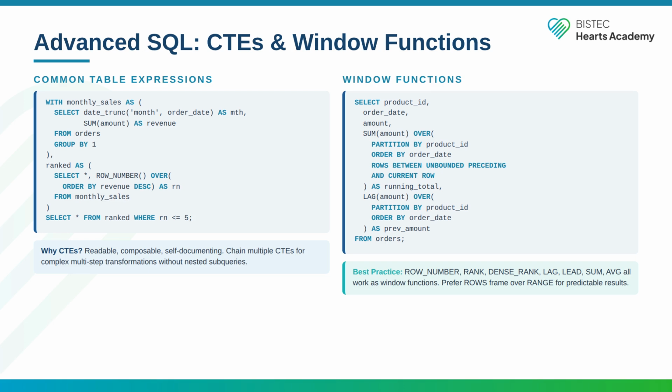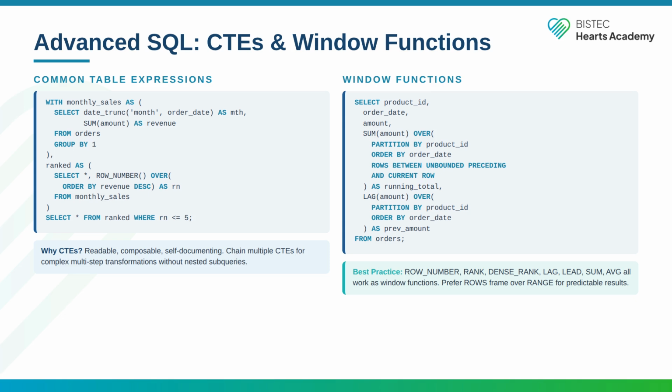On the left side of the slide, you see an example. First, we aggregate monthly sales into a CTE called monthly_sales. Then we rank them by revenue in a second CTE called ranked. 2 steps, clean and readable. Compare this to the alternative, a subquery inside a subquery inside a WHERE clause. CTEs win on readability every time.